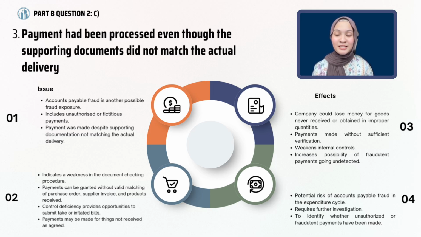Such control deficiency can provide an opportunity for workers or suppliers to submit fake or inflated bills that are paid for things that were not received as agreed. The management could lose a lot of money for goods that were never received or obtained in improper quantity if they are paid without sufficient verification. It also weakens internal controls and increases the possibility that the fraudulent payments could go undetected.